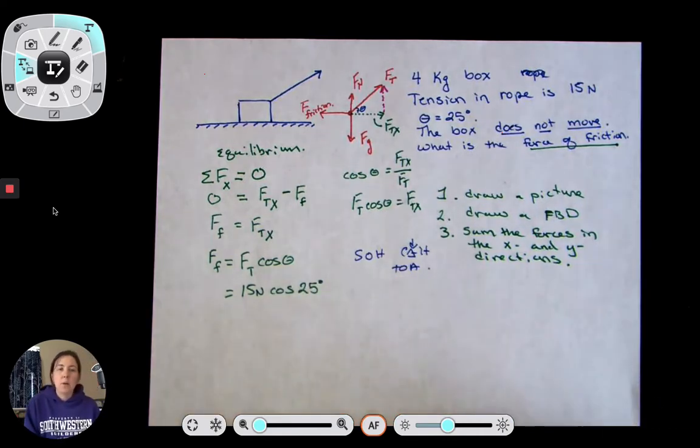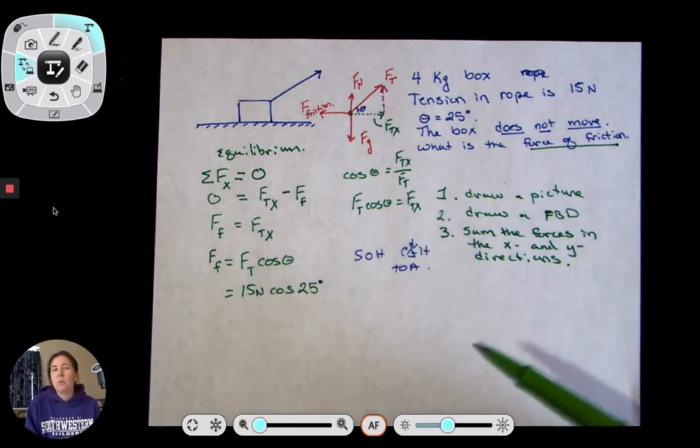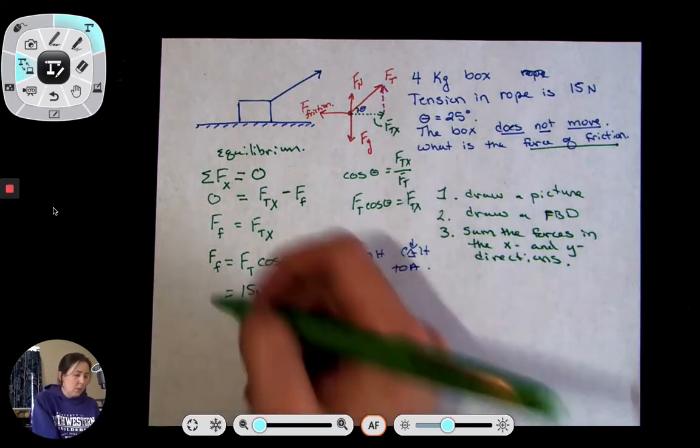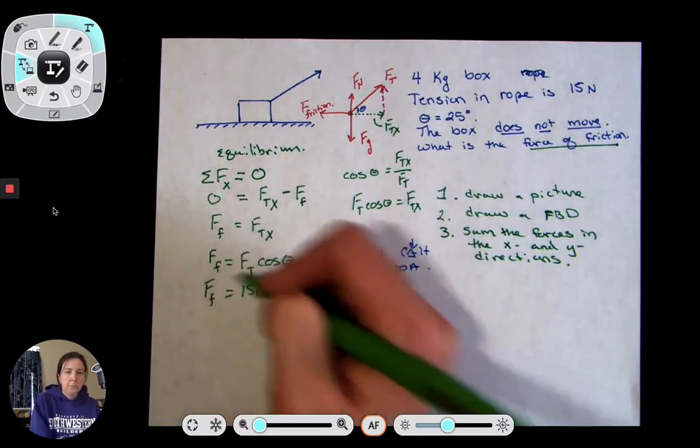Now, it doesn't matter if you're using degrees or radians. Most of the time when problems are given, we'll give it in degrees because we have a better idea of what degrees are. But any other time you come up with angle measures in physics, most of the time we use radians, but in this case we'll use degrees. And then we just plug that into our calculator.